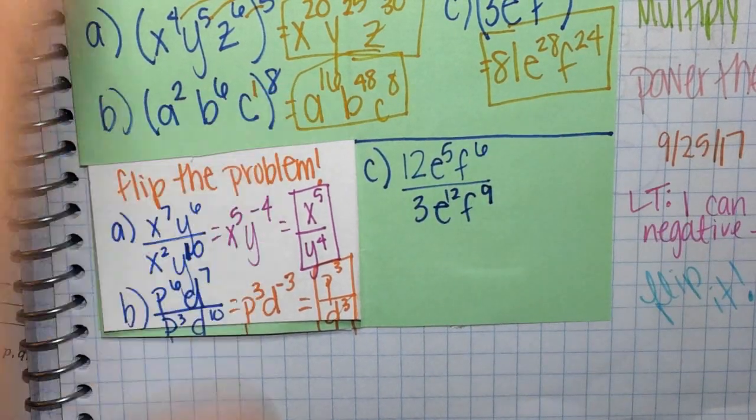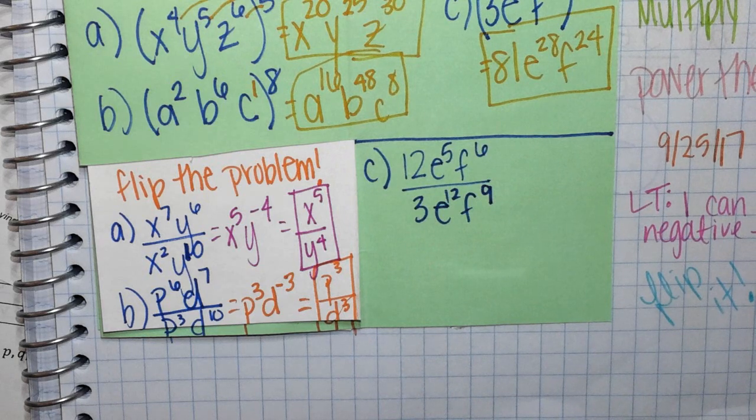Ooh, let's do e to the 12th. Let's go crazy, because we like to party and we're smart.